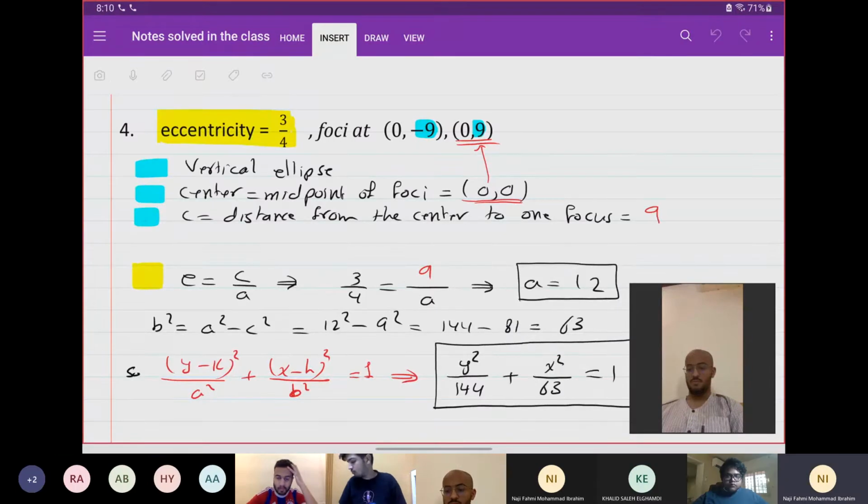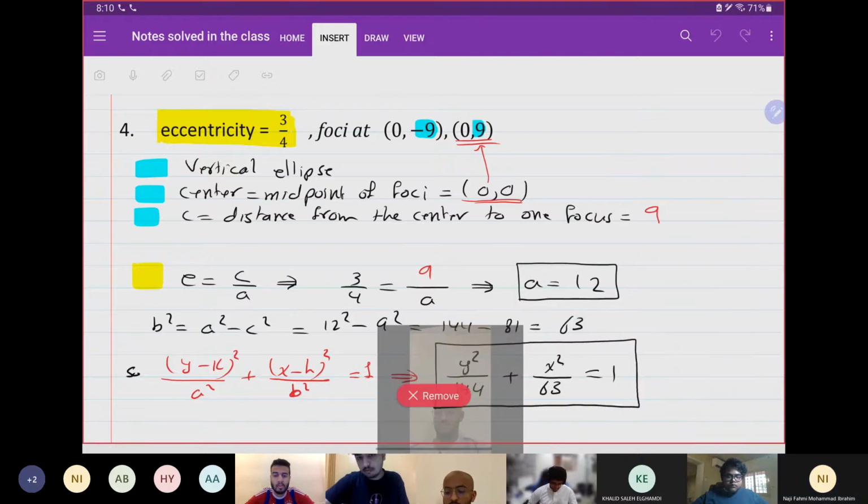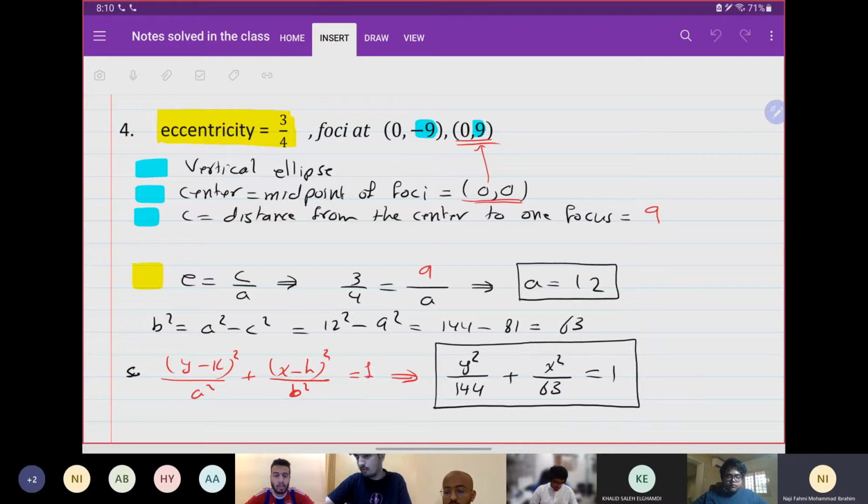Let's start now. Today we will continue with section 12.2. We have maybe 2 or 3 more examples. Then we'll go to the last section, which is 12.3.